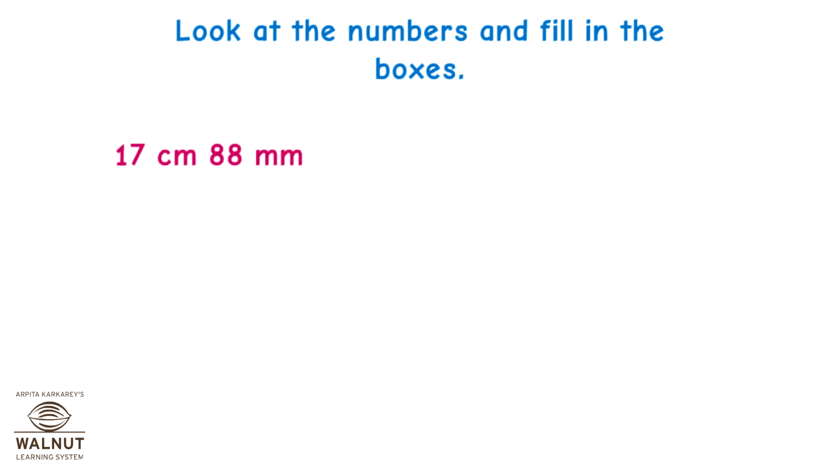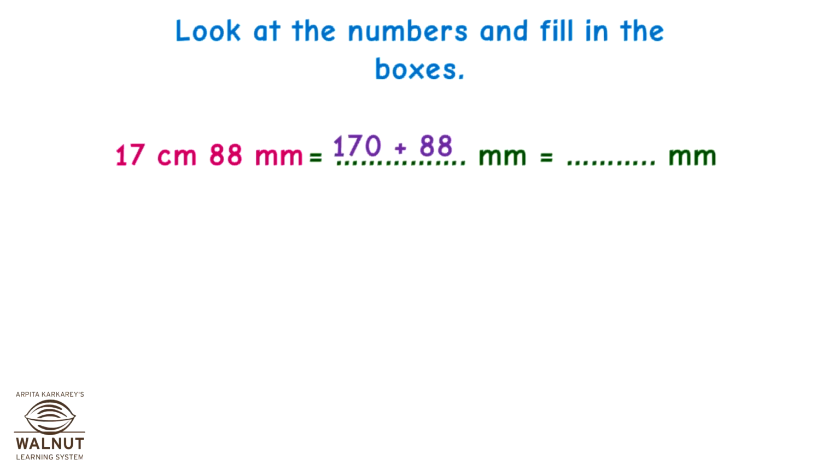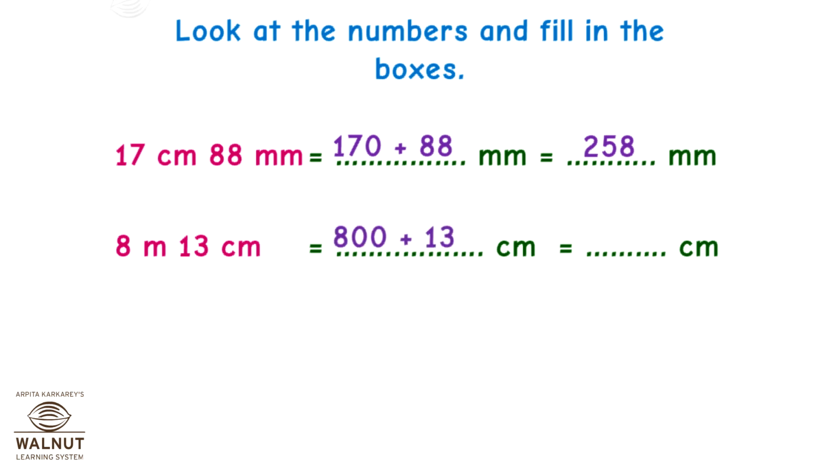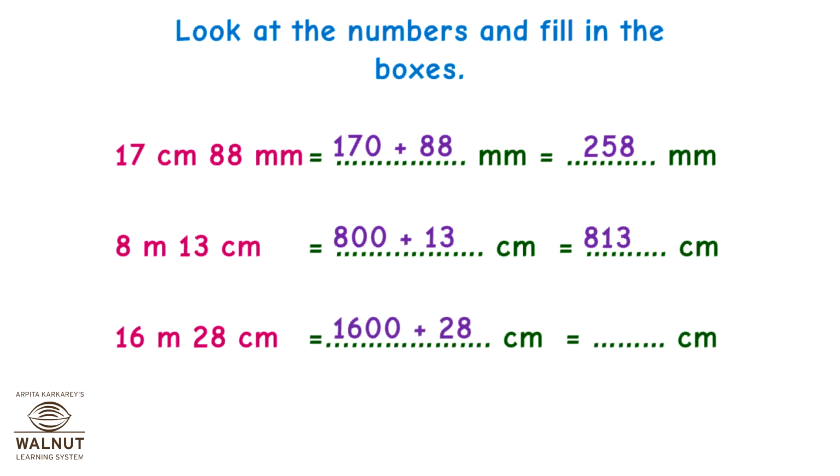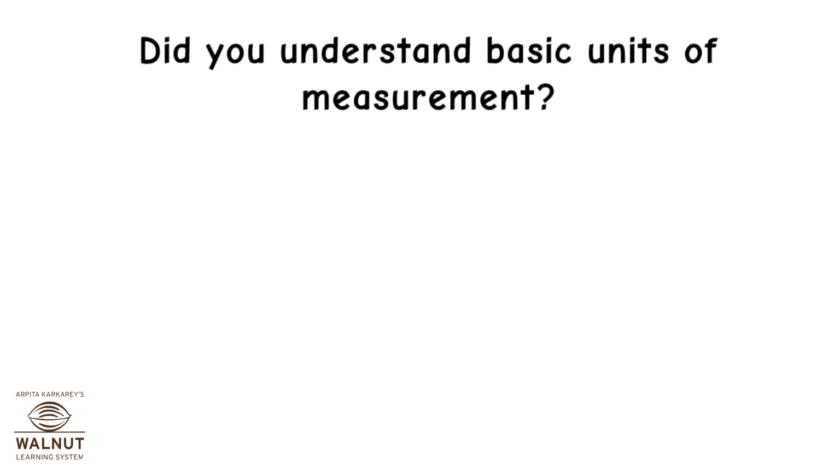17 cm and 88 mm is equal to 170 plus 88 mm, which is equal to 258 mm. 8m and 13 cm is equal to 800 plus 13 cm, which is equal to 813 cm. 16m and 28 cm is equal to 1600 plus 28 cm, which is equal to 1628 cm. Did you understand basic units of measurement?